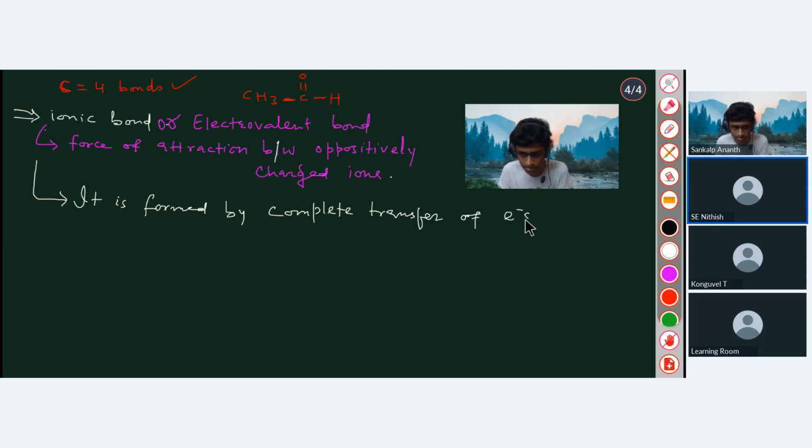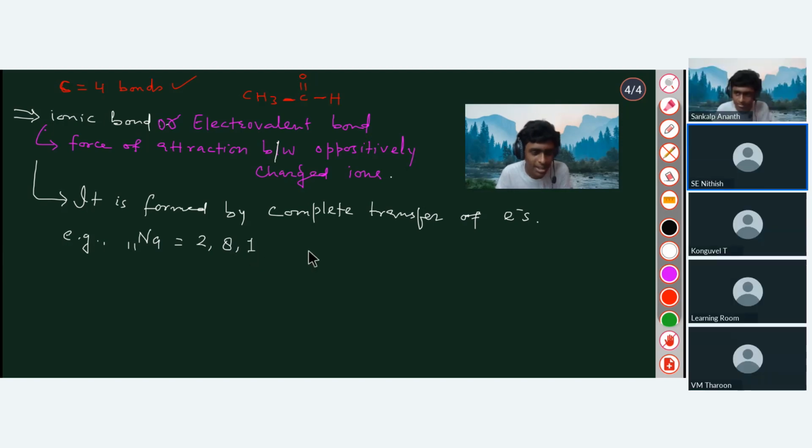For example, if I'm just talking of sodium, can you tell me what is the electronic configuration of sodium? Sir, it is 2, 8, and then 1. Exactly, because there are 11 electrons. So in the first shell it will be 2, then 8, and then 1. This is actually according to Bohr's model, Bohr's rule, right?